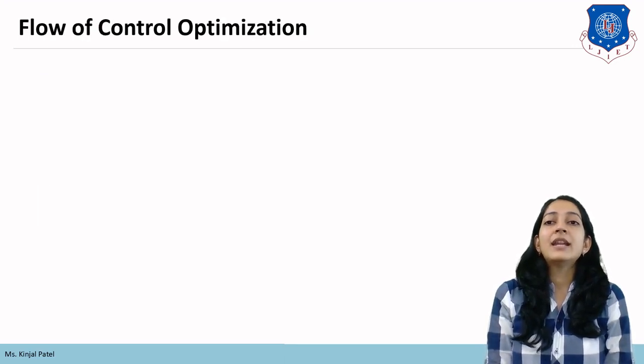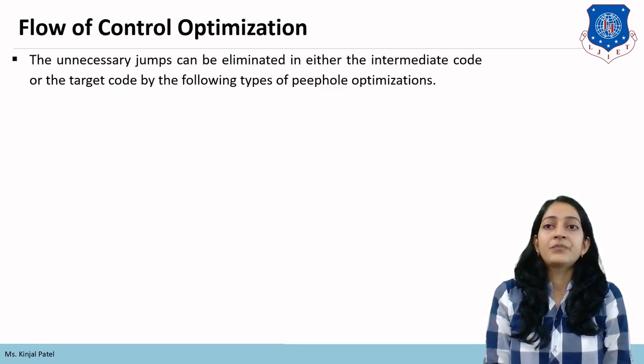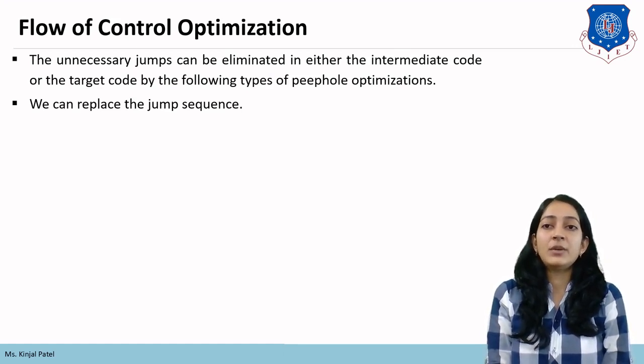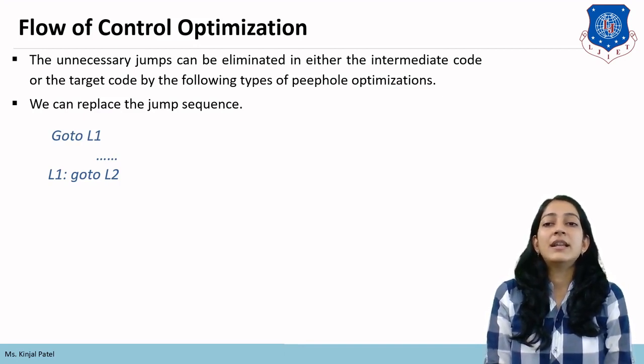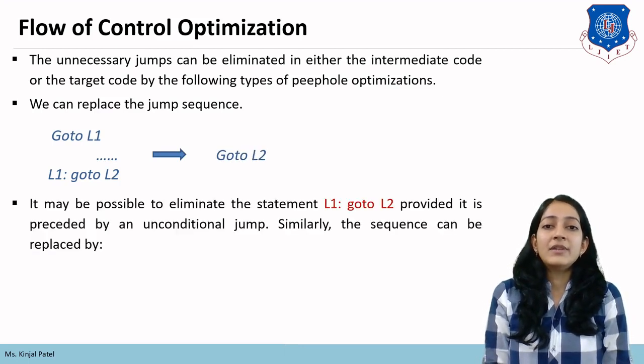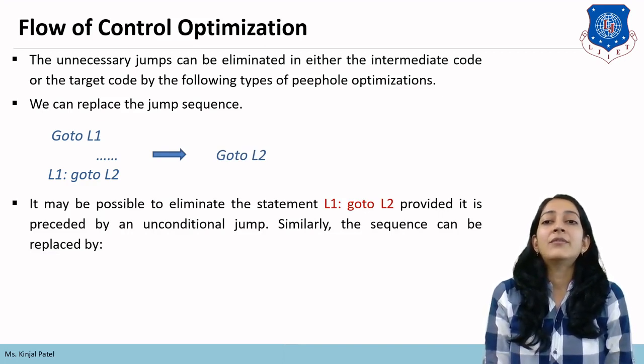Okay, now the next technique is flow of control optimization. Unnecessary jumps can be eliminated in either the intermediate code or the target code by the following type of peephole optimizations. We can replace the jump sequence. Here is the example: go to L1, and then L1 says go to L2. Here we can eliminate this go to L1 sequence. We can directly jump toward L2, because the go to L1 and then from L1 to L2 jump is unnecessary.